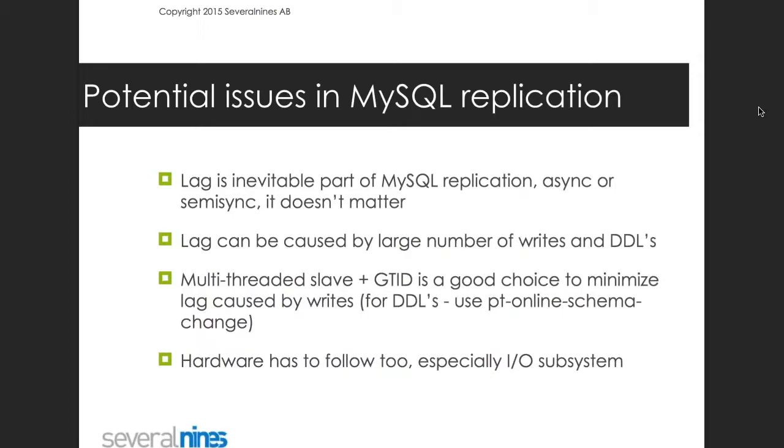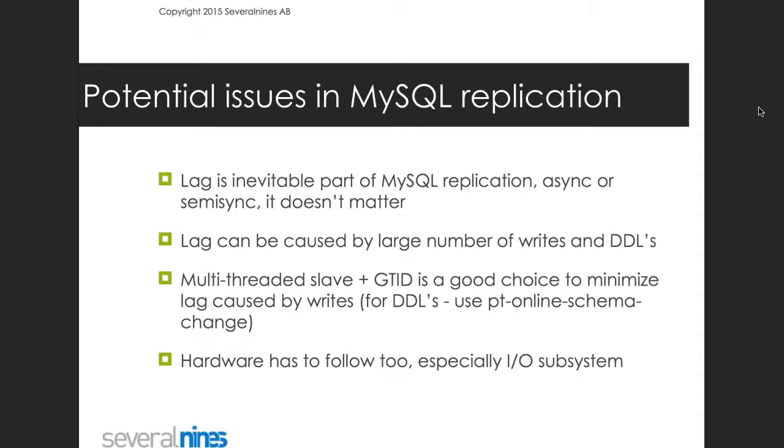In general, lag can be caused by a large number of writes and can be caused by DDLs. With DDLs, the best way to avoid lag is using pt-online-schema-change, which has the throttle ability, and it can monitor the replication lag. For a large number of writes, on the other hand, multi-threaded slave with GTID is the way to go to minimize the impact of the lag.